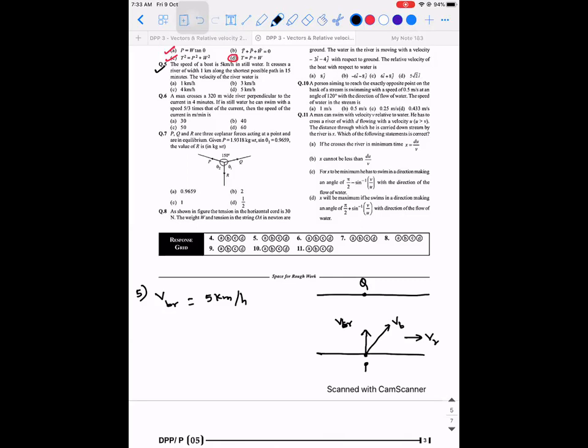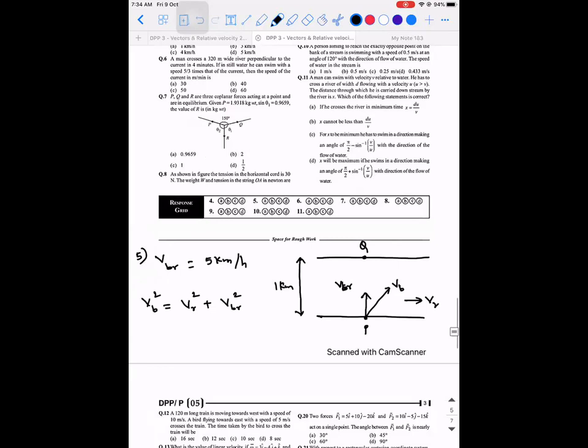So what is the width of the river? 1 kilometer. Accepted. So what are they asking? The velocity of the river water, VR, is what they're asking. So we know that VB square is equal to VR square plus VBR square. This is from the parallelogram law of vectors. So VR square will be equal to VB square minus VBR square.